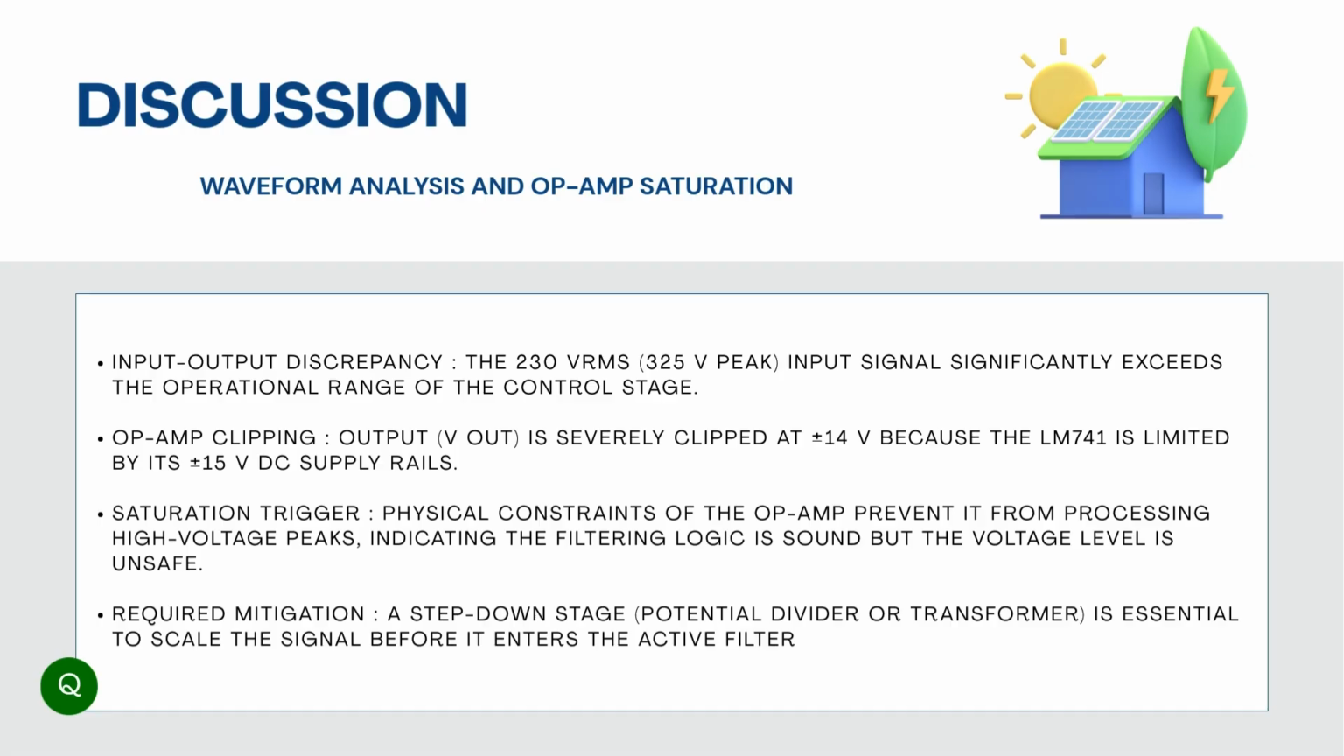First, for input-output discrepancy, the 230 VRMS, which is 325 Vpeak, input signal significantly exceeds the operational range of the control stage. Next, for op-amp clipping, the output is severely clipped at 14 volts because the LM741 is limited by its DC supply rails. For saturation trigger, physical constraints of the op-amp prevent it from processing the high voltage peaks, which indicates the filtering logic is sound but the voltage level is unsafe. Lastly, for required mitigation, a step down stage, which is a potential divider or transformer, is essential to scale the signal before it enters the active filter.